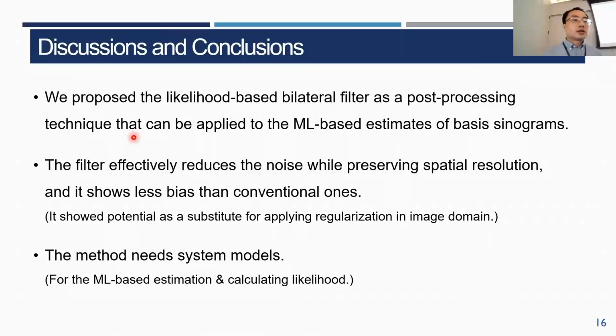In short, we proposed the likelihood-based bilateral filter as a post-processing technique that can be applied to the ML-based estimates of basis sinograms. The filter effectively reduces the noise while preserving spatial resolution, and it shows less bias than conventional ones. And I think this showed potential as a substitute for applying regularization in the image domain. The method needs system models, of course, for estimating the ML-based part in calculating the likelihood. So, thanks for listening.